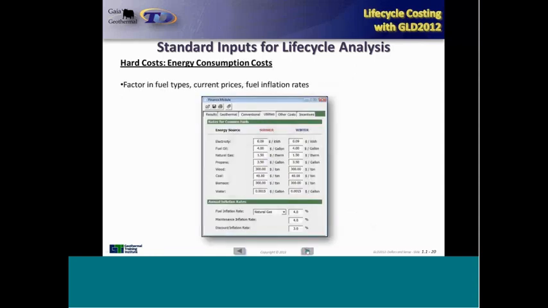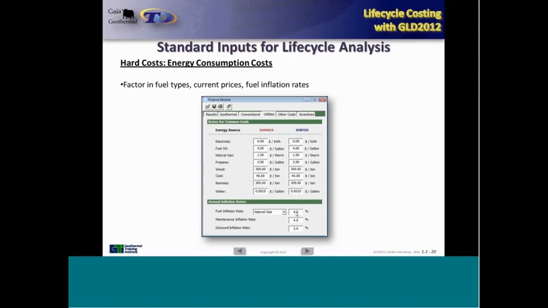Now, another hard cost, of course, is our energy consumption costs. This factors in different sorts of fuel types, current prices, and fuel inflation rates. So we see we have different sorts of energy sources: electricity, fuel oil, natural gas, propane, et cetera. And then there's a cost per unit here. And then down here we have inflation rates. Like here we see natural gas. We predict the inflation rate will be 4%. We could change the electricity inflation rate, et cetera.